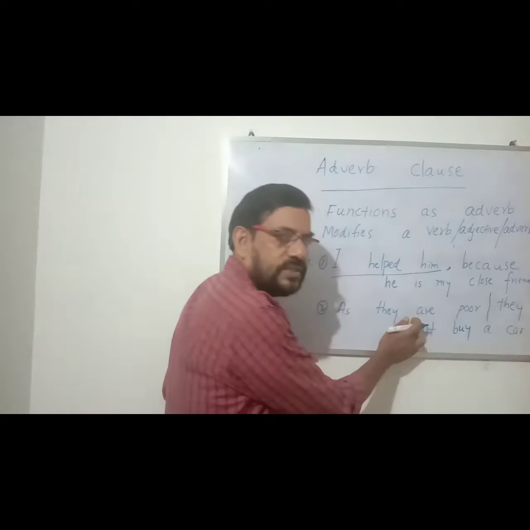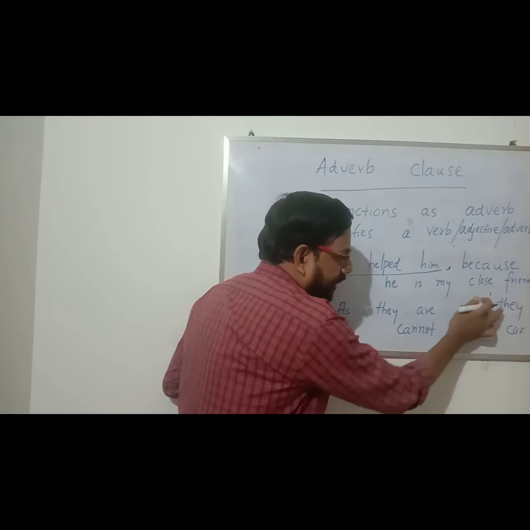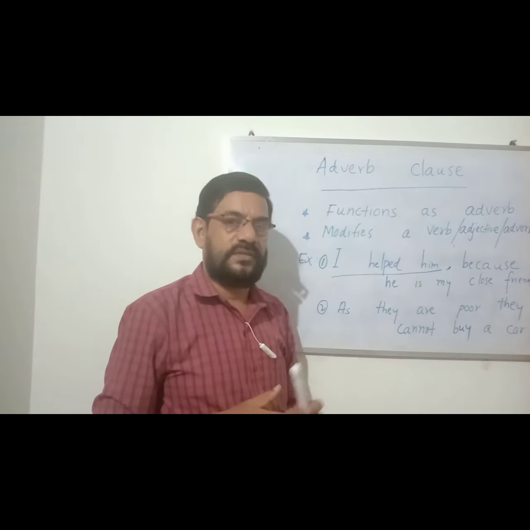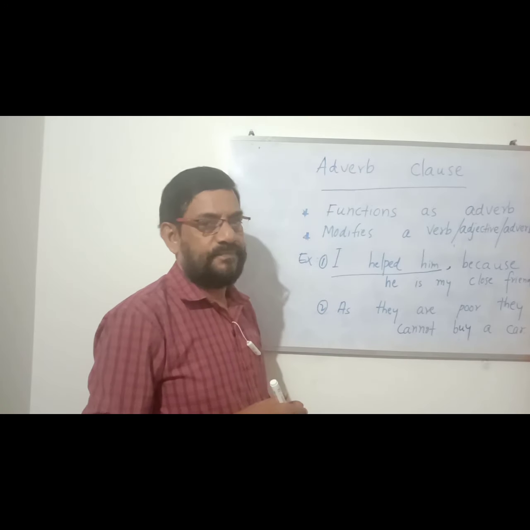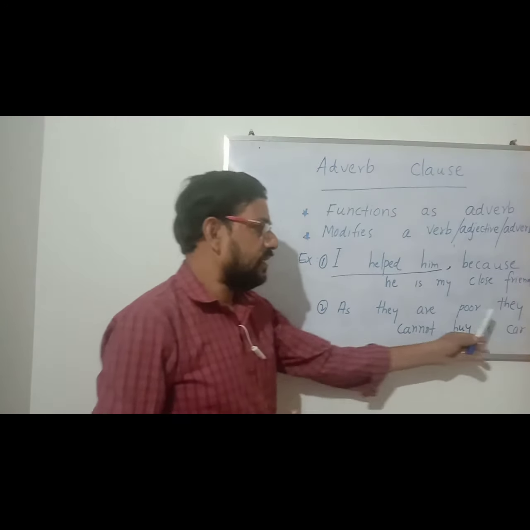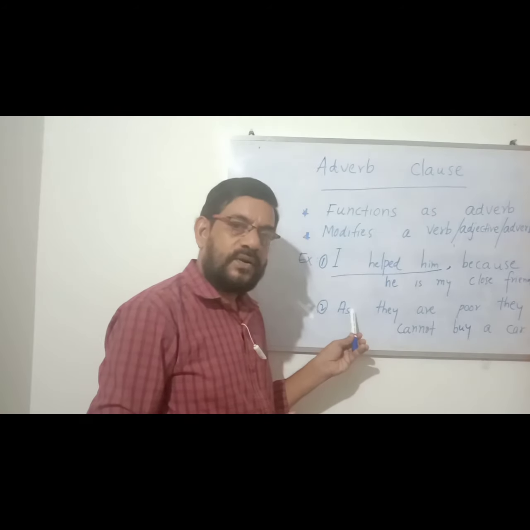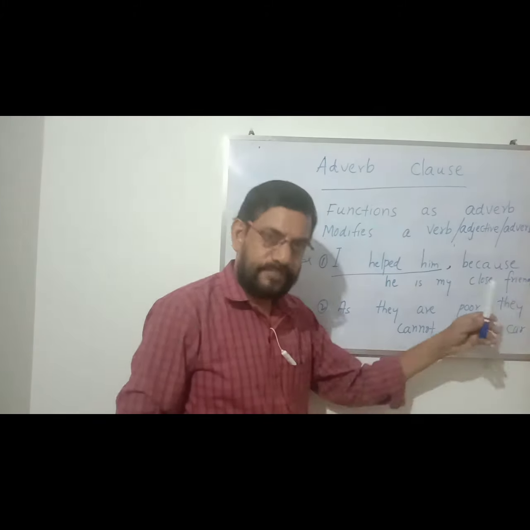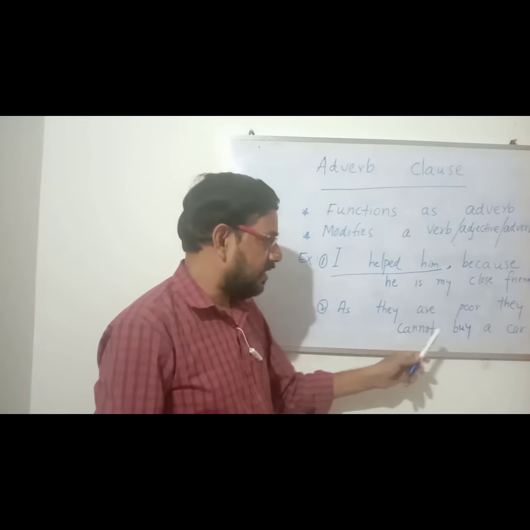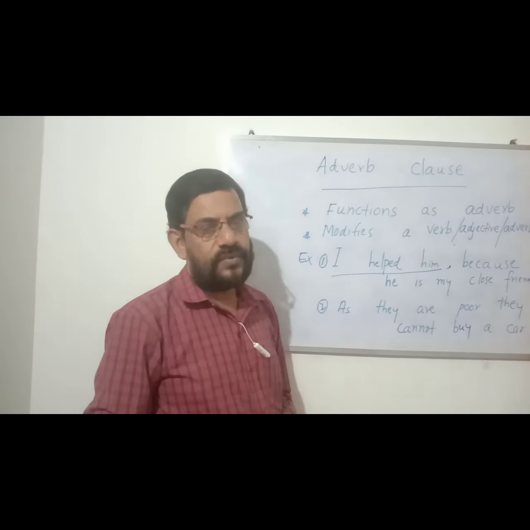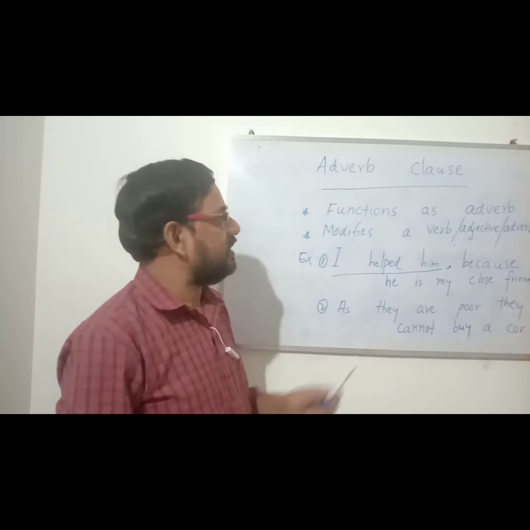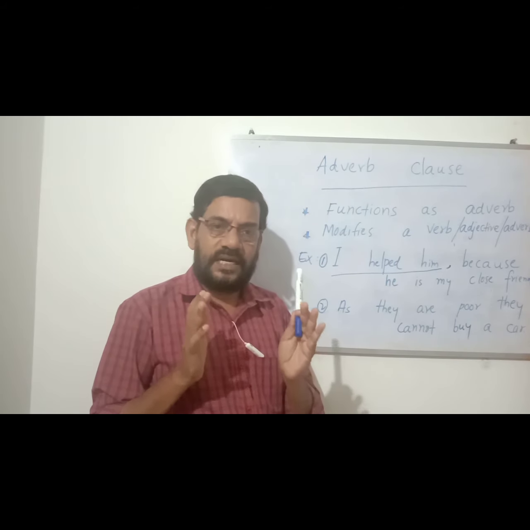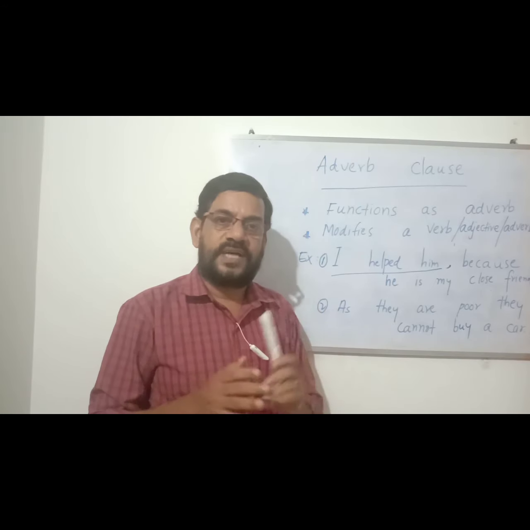If the subordinate clause comes first, there is no need of a comma. It can be continued without putting a comma in between these two clauses. Here the subordinate clause comes first, so without a comma we continue: they cannot buy a car. Okay, so now I think you have got an idea about what an adverb clause is. I confirm that the adverb clause is the last type of subordinate clause.